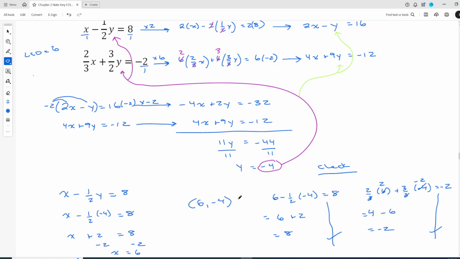So then I know for sure that my solution set would be the point 6, -4. Awesome. Good luck with those.